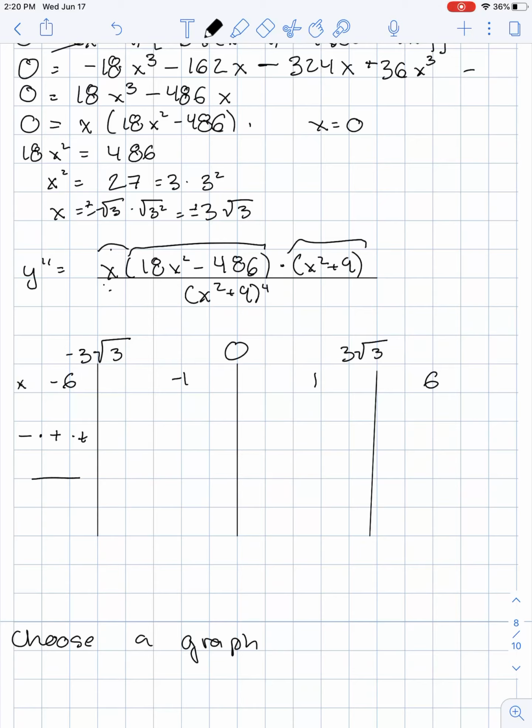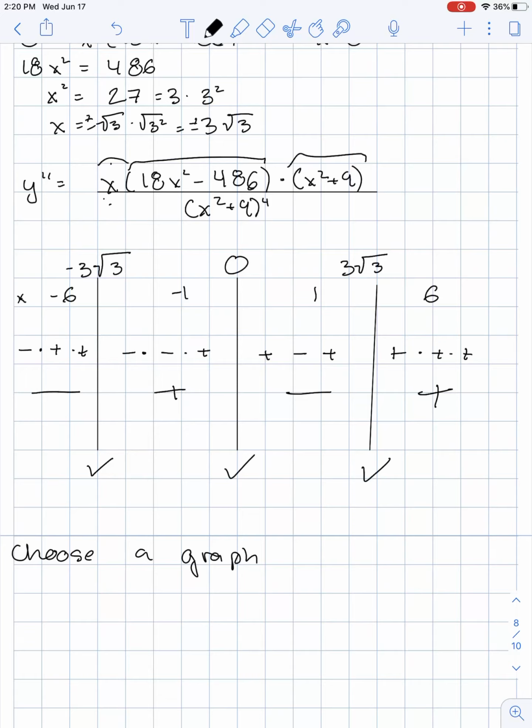If I plug in -1, I will get a negative times a negative times a positive. Also, this is all divided by a positive, so that's why I'm not doing that part. And that gives me a positive, so that means that -3√3 is an inflection point. If I plug in +1, I get positive minus positive. Yeah, it gives me a negative, so that 0 is an inflection point. And for +6, I will get positive times positive times positive.